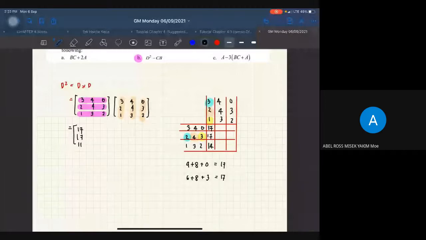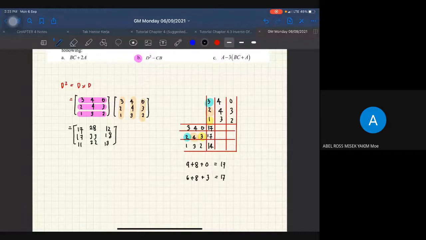And then? Alvin dah bagi tahu semua dah. Okay, so this one jawapan akhir kita. Alright, okay. So good job.